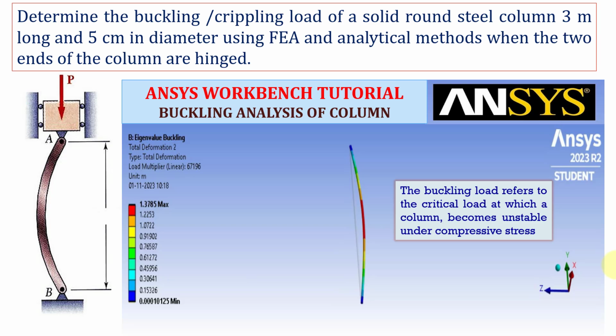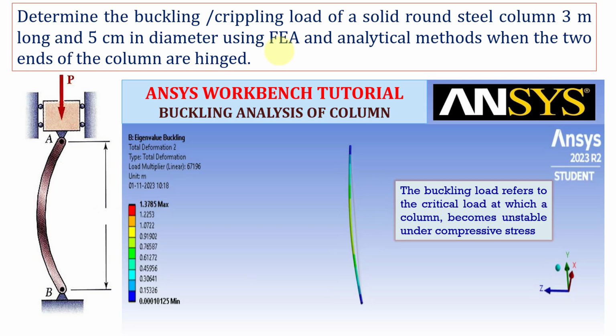Before getting into the detailed analysis, let us understand what exactly a buckling load is. It is a critical load at which the column becomes unstable under compressive stress. When a column is subjected to this load, it becomes unstable because the deformation caused in the column is severe, so the structure loses its stability. So while designing a column, one must have a good understanding of buckling load.